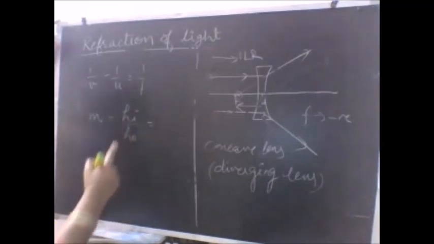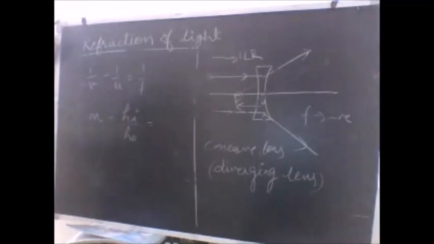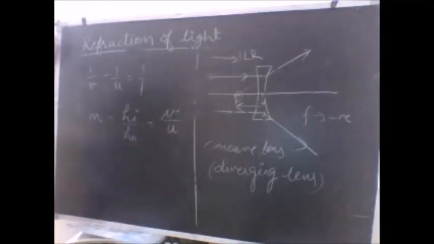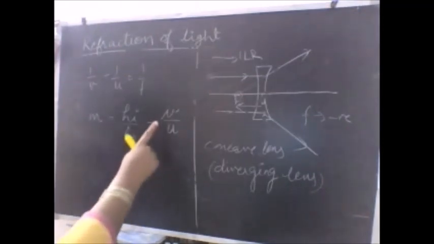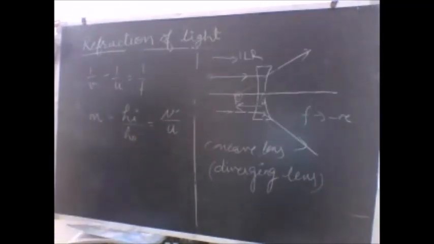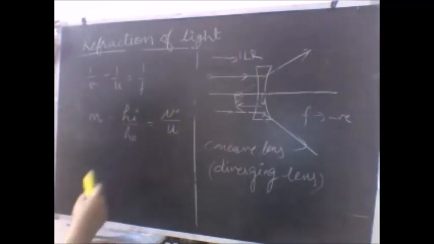At times the height is not given to me. When we are solving the numericals, we are given just the object distance and the image distance. So the formula in terms of the object distance and the image distance can be written as V by U. Can you recall the formula of magnification in the case of mirror? There we used to write minus V by U. But in the case of lens, there is no minus sign in the formula. It is simply V by U or Hi by Ho, which is a universal formula for the magnification.